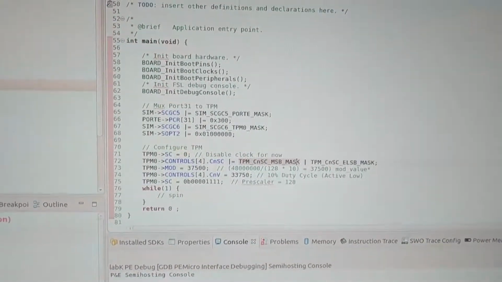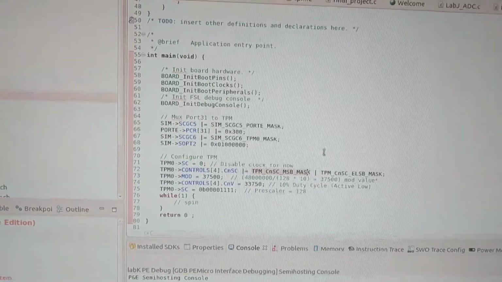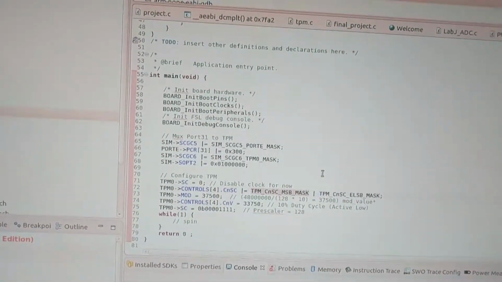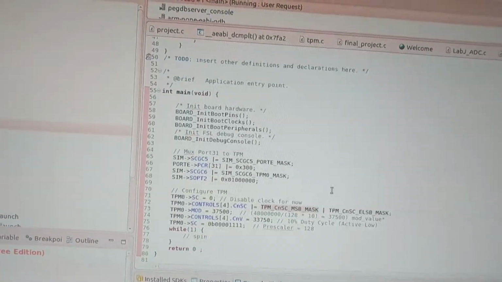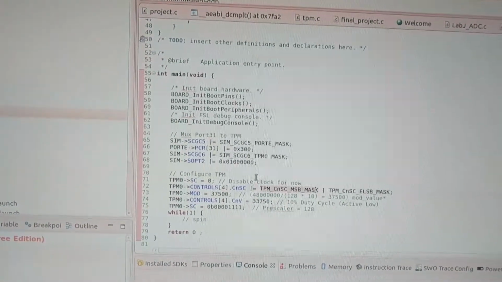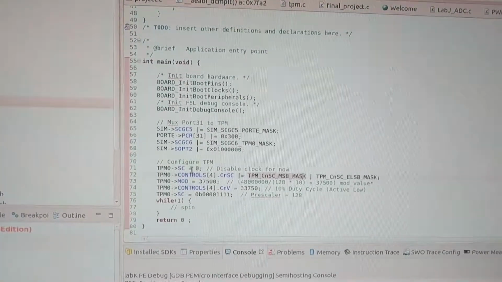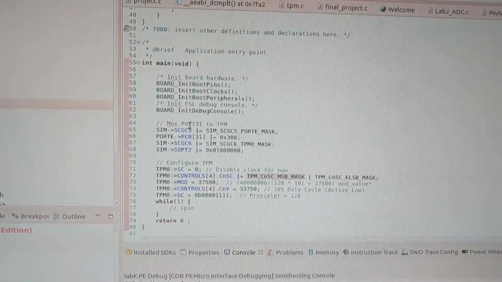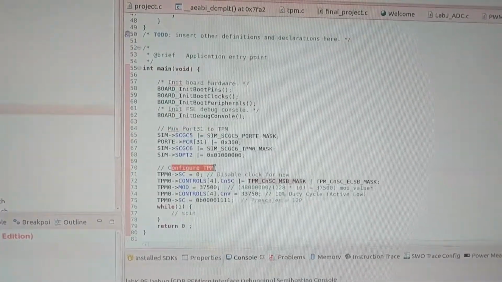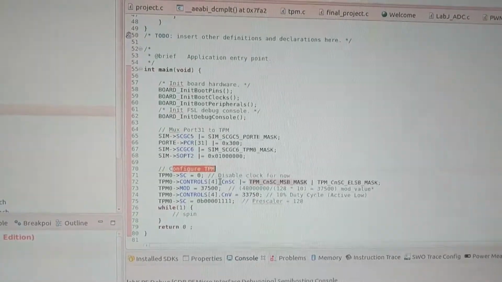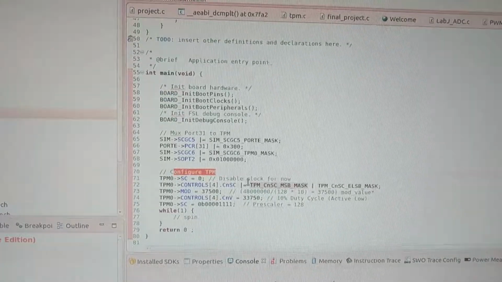Hello there. For Explore 1 or part 1 of the lab, we had to blink the red LED on the board at a frequency of 10 Hz and a 10% duty cycle using the PWM, pulse width modulation, in the TPM module. So essentially what I have over here is I set up port 31 to TPM, which is the red LED, and I configured the TPM module to pulse width modulation and edge aligned.